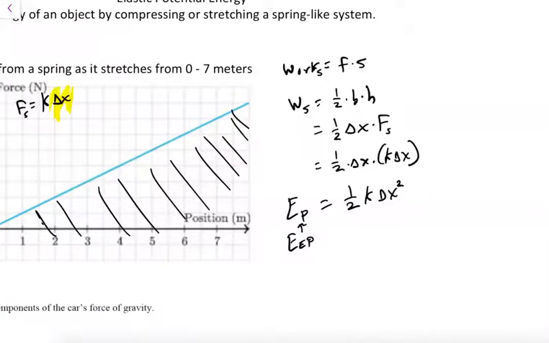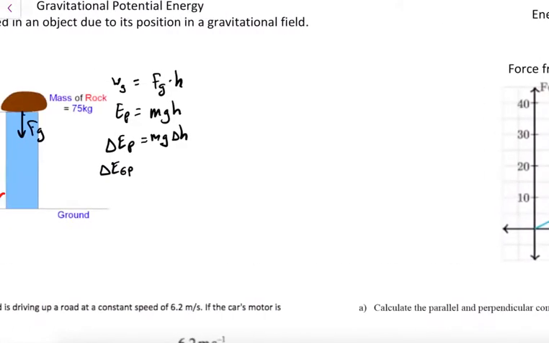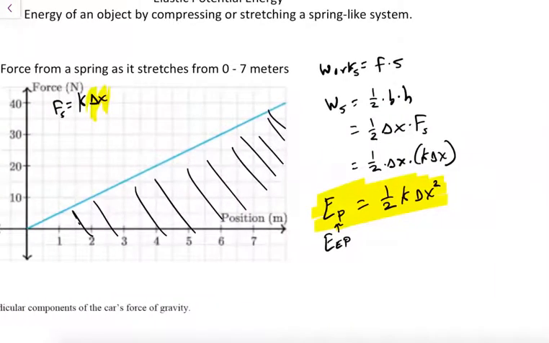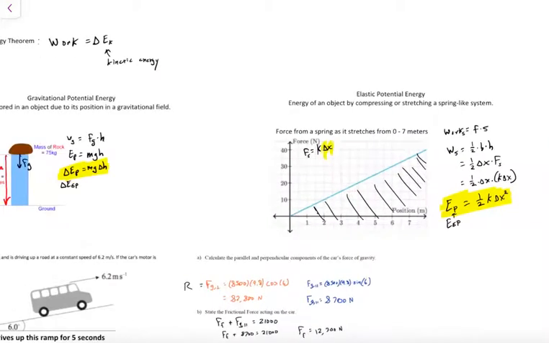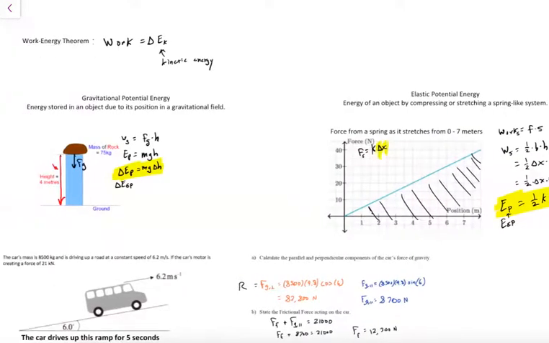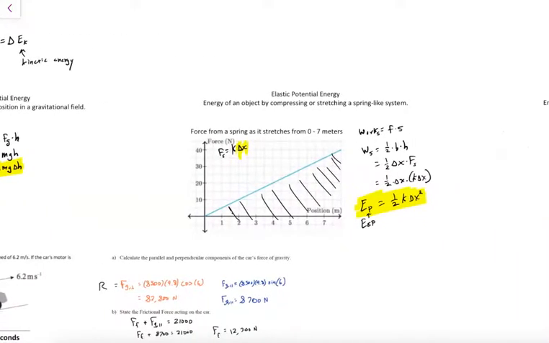In your data booklet, this equation is in your data booklet. This equation is also in your data booklet. And like I said, they don't differentiate the EP. So you just have to know when it's mgh, it's gravitational. When it's 1/2 kx squared, then it's elastic potential. So these are both potentials that have the ability to do work, right? If they fell or if they were released from the spring.